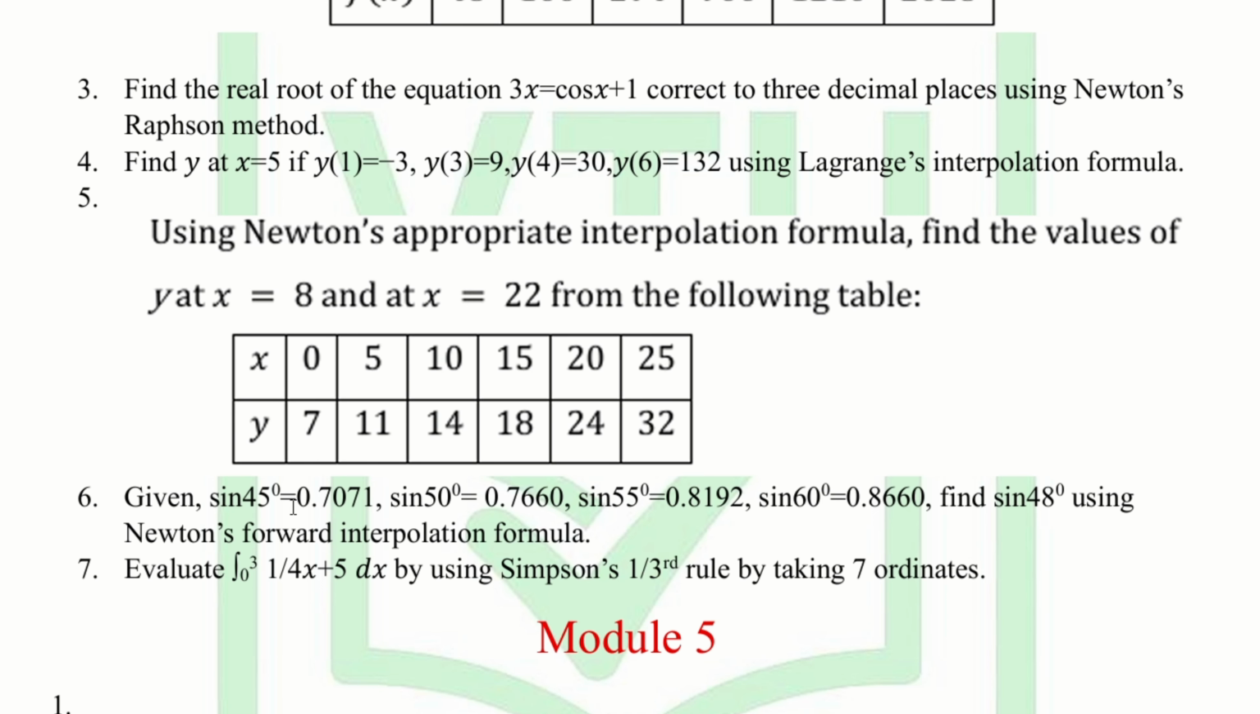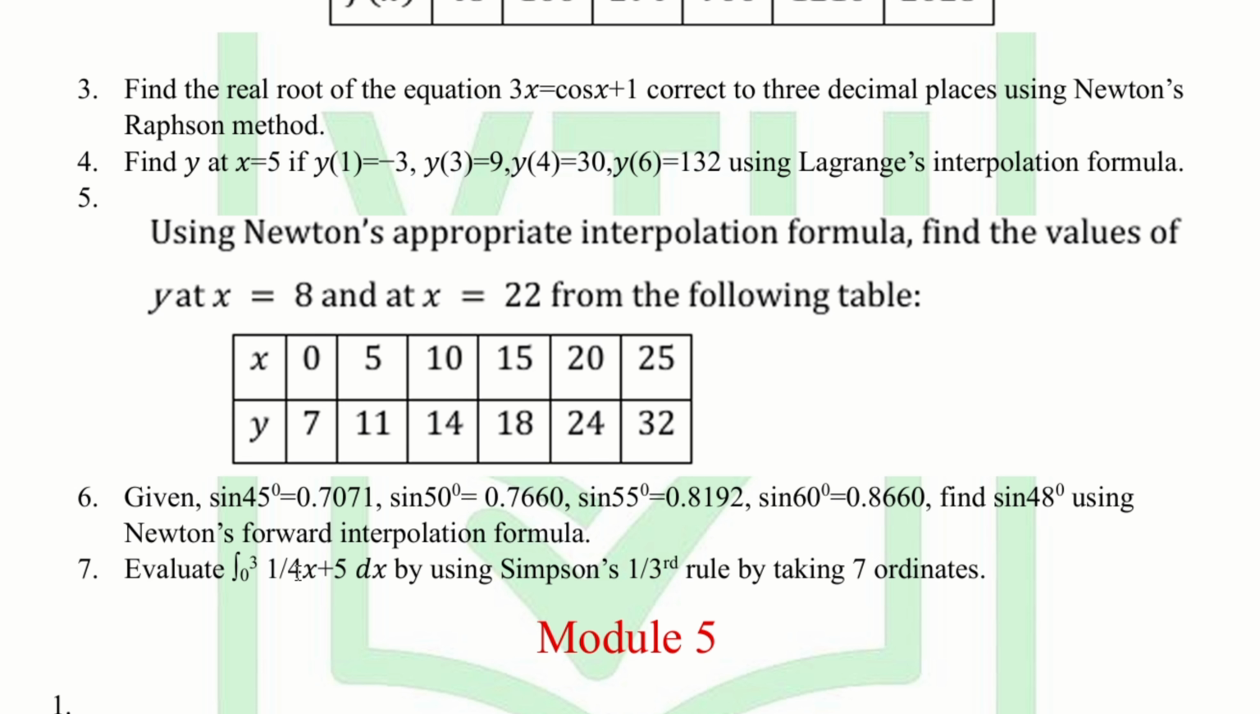The sixth question is given sin 45° = 0.7071, sin 50° = 0.7660, sin 55° = 0.8192, sin 60° = 0.8660. Find sin 48° using Newton's forward interpolation formula.